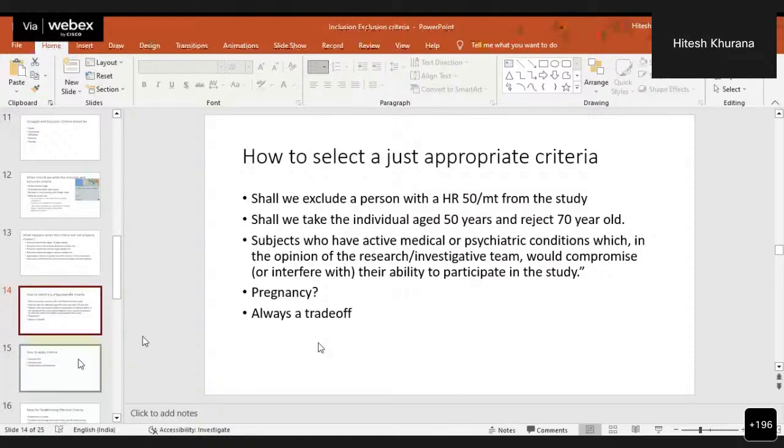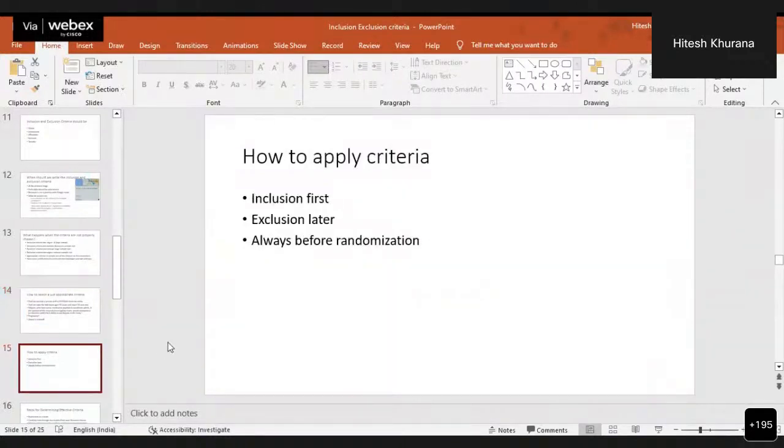Where this trade-off is quite subjective. If a person has already had some kind of accidental exposure to a particular drug during pregnancy, let's observe that particular person and include that person in the study. We can always do like that, but we won't be making any kind of active intervention, simply observing that person as time goes on. So that trade-off is always required.